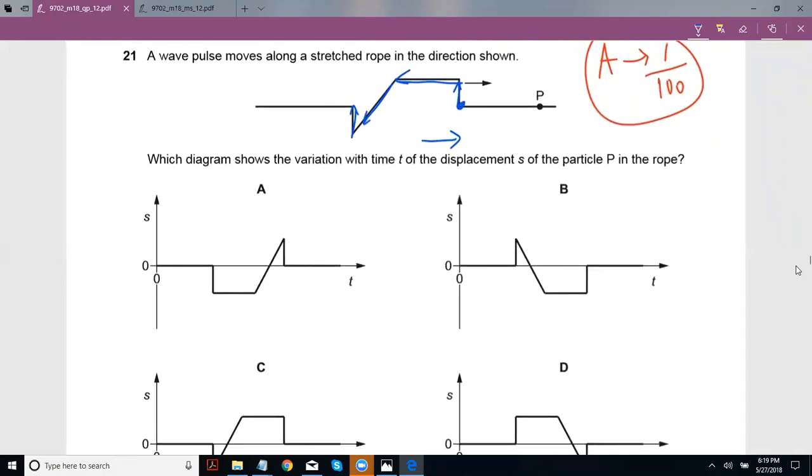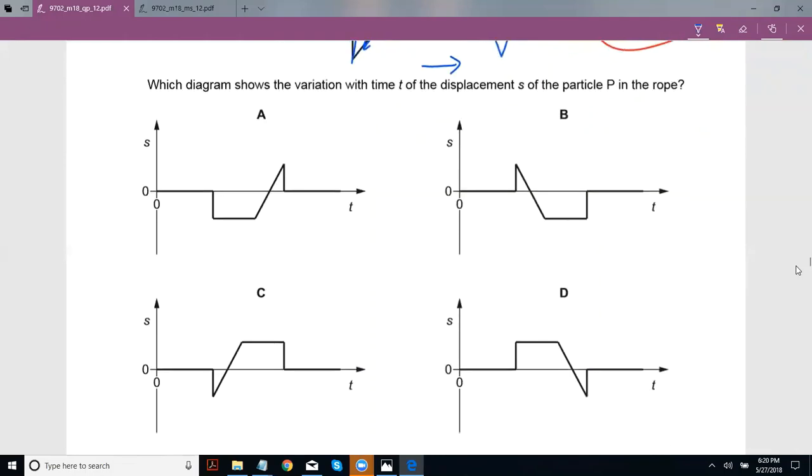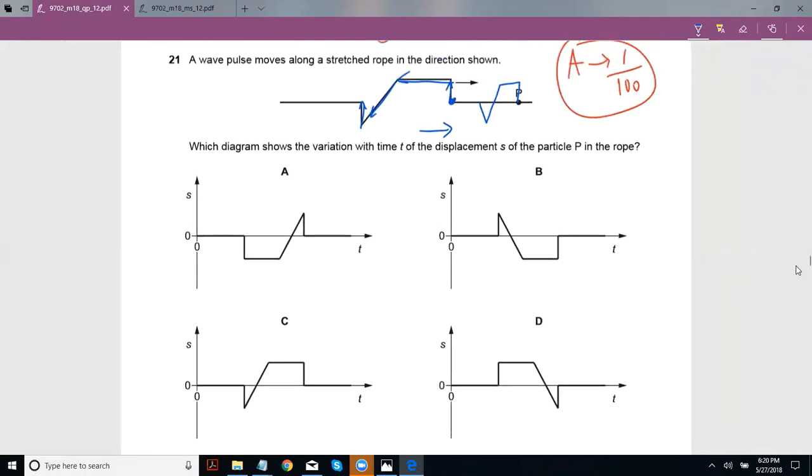Correct? Yeah. Because that's how the wave is moving. So that's exactly what will happen. That will be the same shape of the wave here, and that's how particle P will move. So displacement, somewhat, it goes up, then left, then diagonally down, then up. I believe C is matching that. Nothing really else does. So we're good with that.